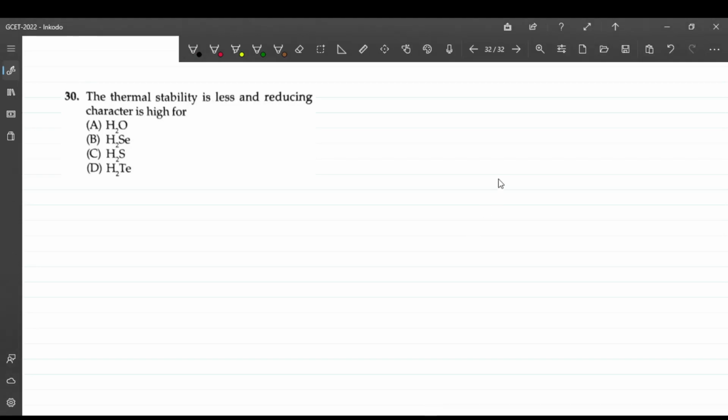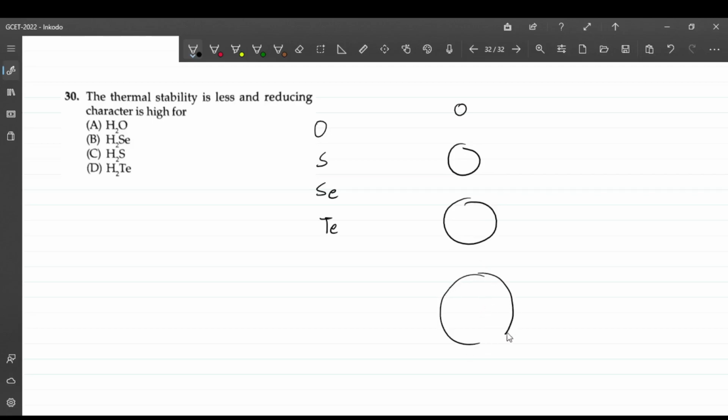Question number 30: the thermal stability is less and reducing character is high for what? So thermal stability is about bond strength, which is having the lowest bond strength over here. The one which is having the highest bond length will have the lowest bond strength, right? Less bond strength will be for, like, oxygen, sulfur, selenium and tellurium. Tellurium is the biggest atom, no? If this is the size of the oxygen, this is the size of the sulfur, this is the size of selenium, and this is the size of the tellurium.